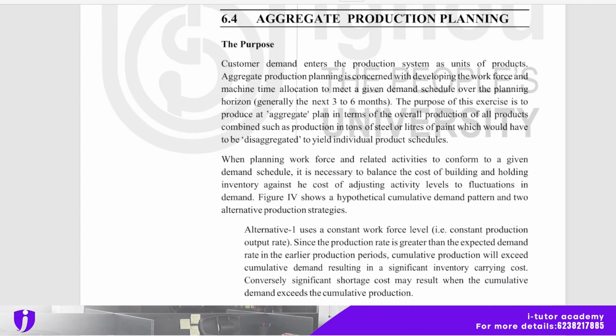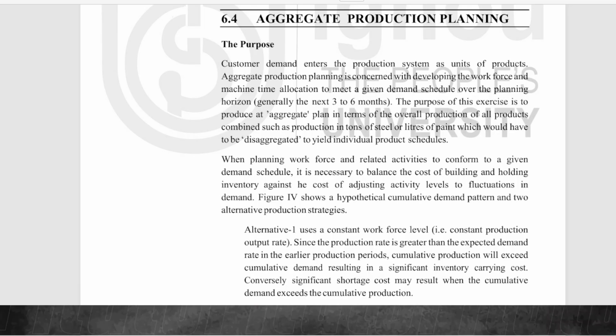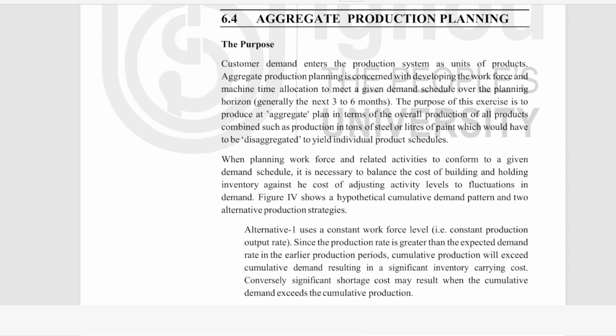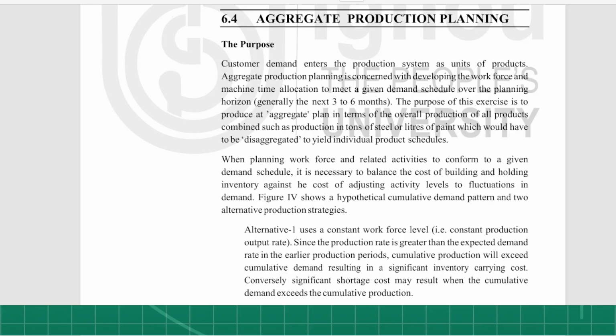The next one is aggregate production planning. And the purpose: customer demand enters the production system as units of product. Aggregate production planning is concerned with developing the workforce and machine time allocation to meet a given demand schedule over the planning horizon. The purpose of this exercise is to produce an aggregate plan in terms of the overall production of all products combined, such as production in tons of steel and or liters of paint, which would have to be disaggregated to yield individual product schedules.